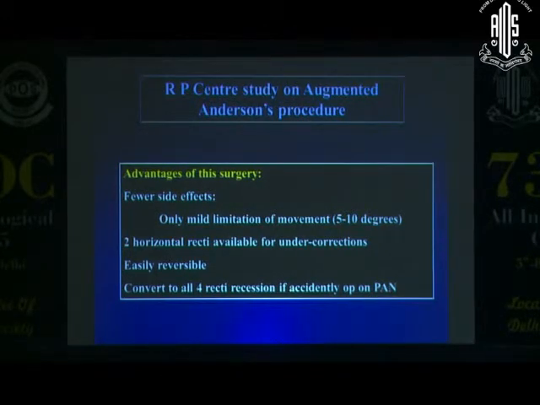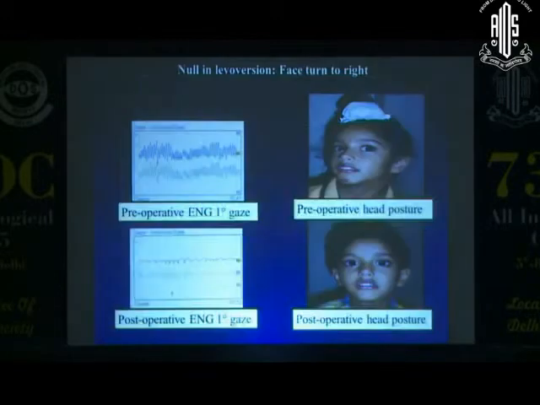You can get back, advance the muscle, and sometimes there is a chance that you miss a pan. As Dr. Hertel has pointed out, sometimes we do spend a little less time with our patients than what a patient of nystagmus really deserves. So if you have accidentally operated on a pan, or else you have got an overcorrection, you have the other two recti available to correct that. Or else, if you have a pan, then you can do the recessions of the other two horizontal recti that are remaining. So that's one of the ways, and you convert an augmented Anderson to an all four recti recession procedure.